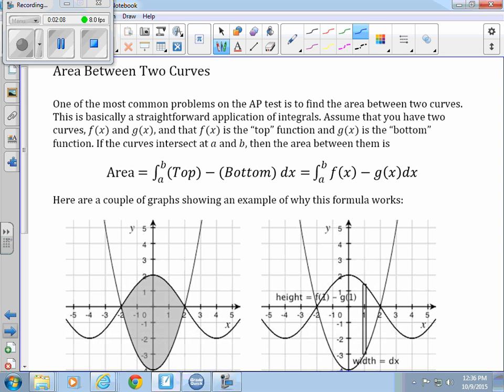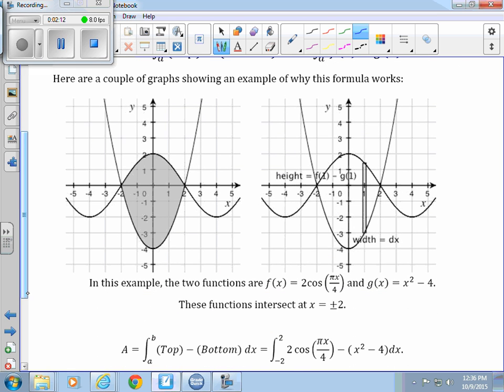So here's a graph showing what we're going to be looking for. The gray area here, and top minus bottom is going to give you this distance times the little width, the little dx, which is going to give you the width times the height. So when you add all those widths and heights up, remember an integral is just addition, so we're adding a ton of heights up.